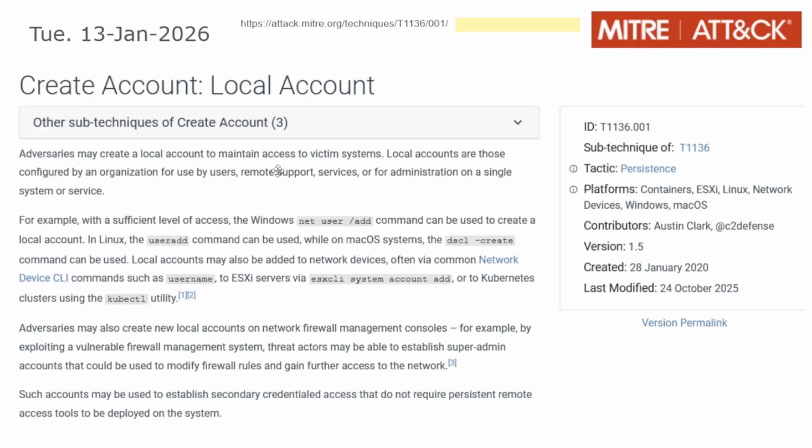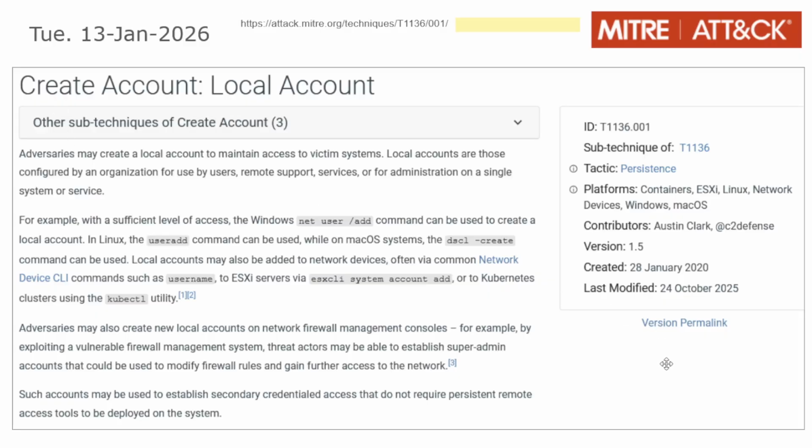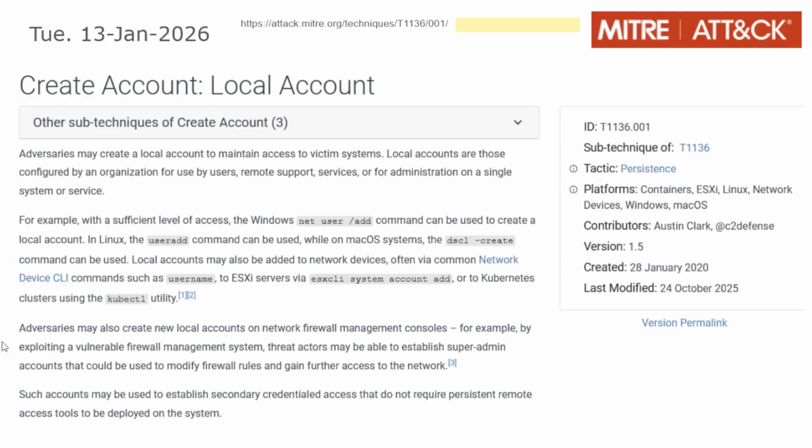So today is Tuesday, January the 13th, and we have again contributors here. Tactic is persistence as before, this won't change. When it comes to local accounts, the number of platforms is a little bit decreased, so you have ESXi, containers, and your operating systems. Network devices as well, so firewalls or so. Yes, let's read what we have here.